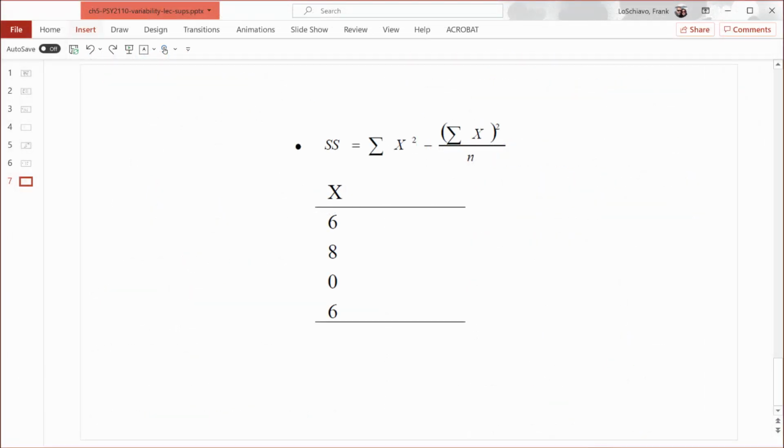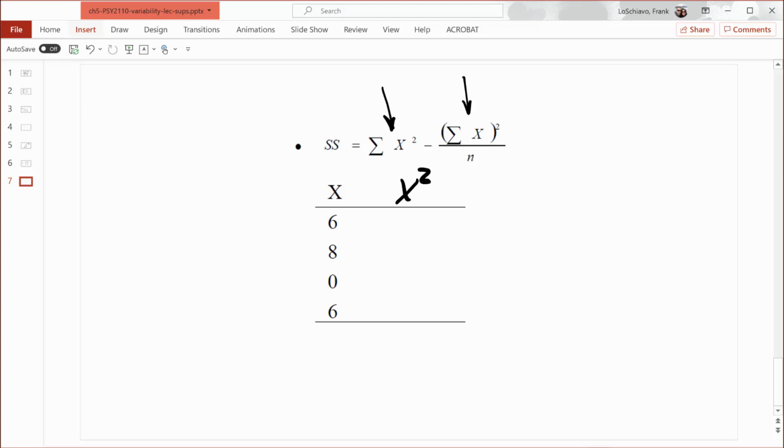One nice thing about using the computational formula for sum of squares is that I never need to compute the mean. I only need to find the sum of x squared, and I need to find the sum of x from my data. Once I have those values, I can plug them into that formula and compute sum of squares. So I'm going to need to know the sum of x squared. Let's go ahead and create a column for the squared x values.